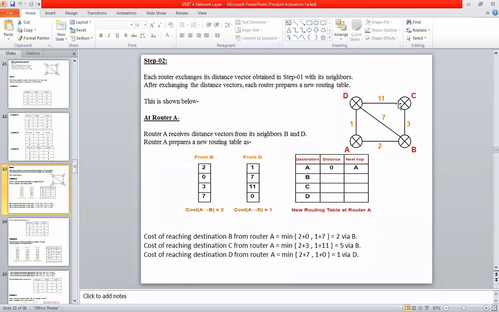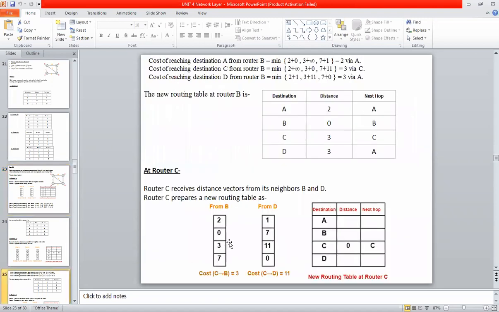Which is the one more router directly connected to C? That is D. From D to A, the first destination is A, so from D to A the distance is 1. D to B, the distance is 7. From D to C, the distance is 11. And from D to D, the distance is 0. Similarly, we have written it here. Got it? 1, 7, 11, 0.